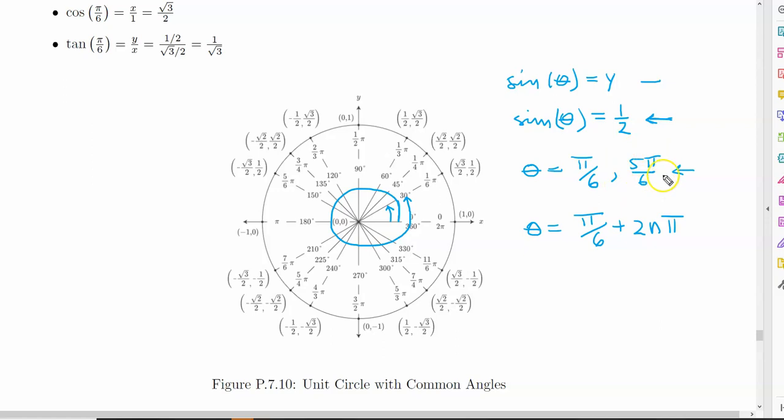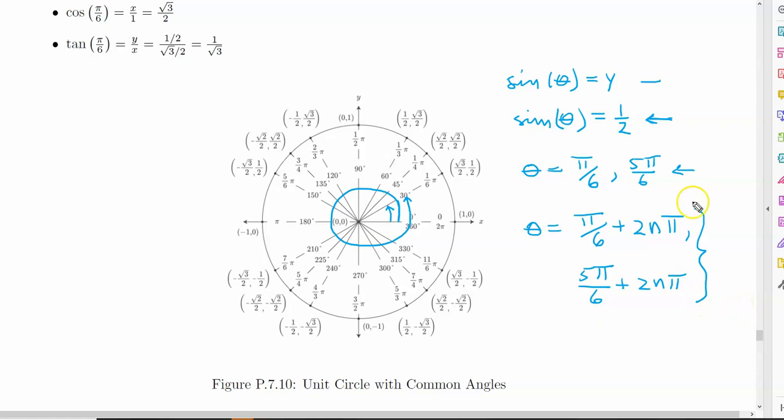And we can do the same thing with 5 pi over 6. So these are all of our solutions. And this would be for n being any integer: 0, 1, 2, 3, negative 1, negative 2, negative 3, and so on. So this is our solution to part B of the problem.